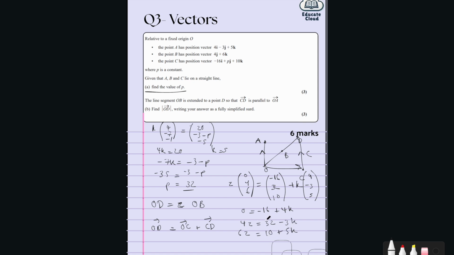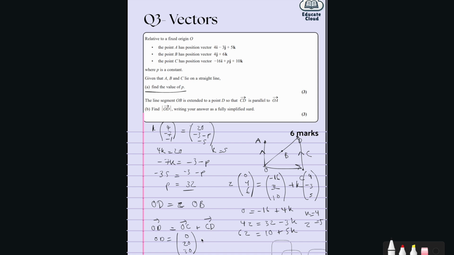So from this, we can work out that k is 4 and z is 5. So once you have that, we know OD is just z lots of 0, 4, 6. So OD now as a vector is 5 times 0, so 0, 5 times 4, so 20, 5 times 6, so 30.